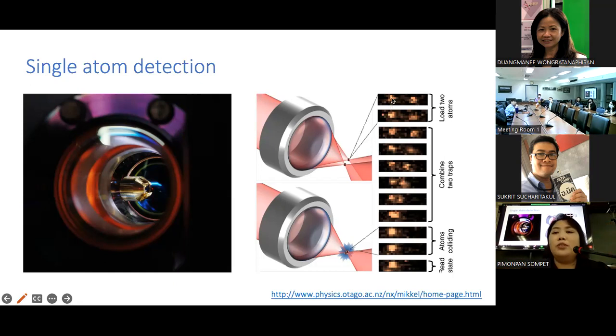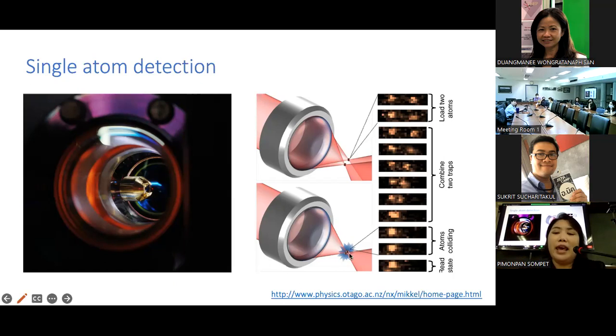There are two atoms in the picture, one on the left and one on the right. We keep them there with optical tweezers. You shine a strong light to create a potential and trap them there. Then we can even move the individual traps, moving one close to the other. At the end, you load them into the same trap and let them collide. That's how we did the experiment in the past.